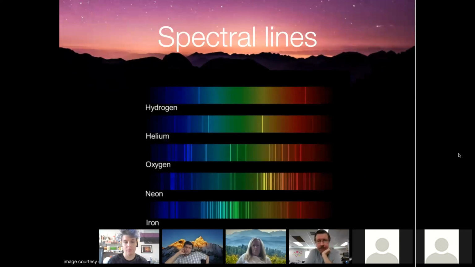So here we can see absorption and emission spectra for various elements. And these are elements, at least some of them are relatively common in stars. And so what we see is that using some pretty basic quantum mechanics, we can figure out, for each element, what specific spectral lines are going to be produced.